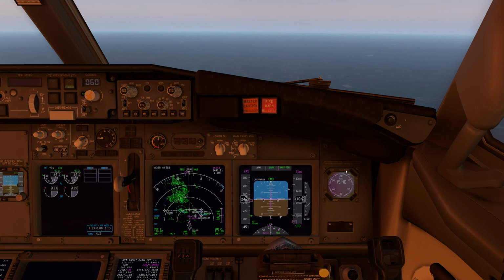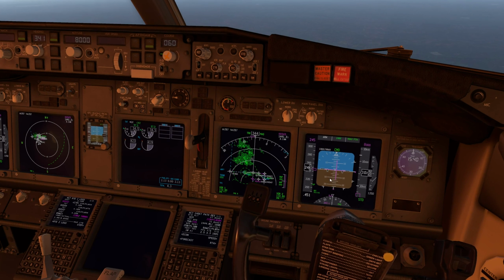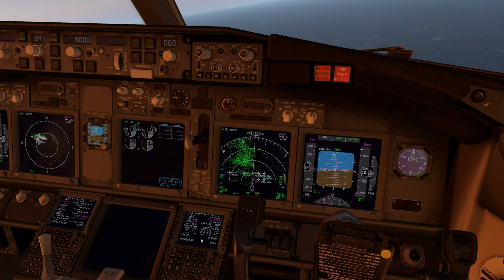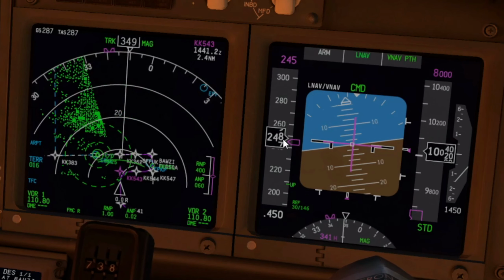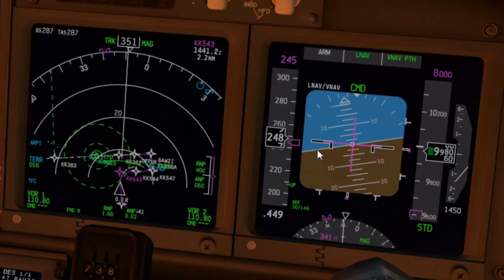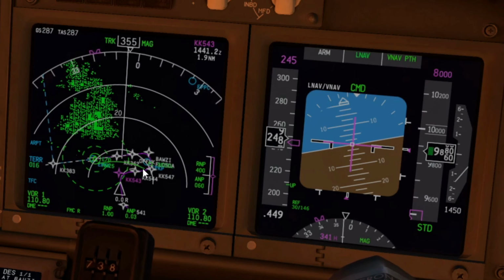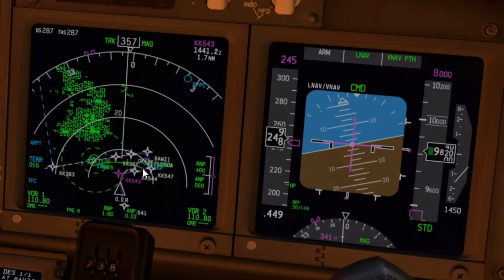Now in the next exercise we'll talk about more or less the same technique, but we will use some functions of the VNAV which is available for us as well. So you see 248 exactly on the profile, 10,000 feet, that's perfect for us. No speed brakes used, that's a perfect energy management.